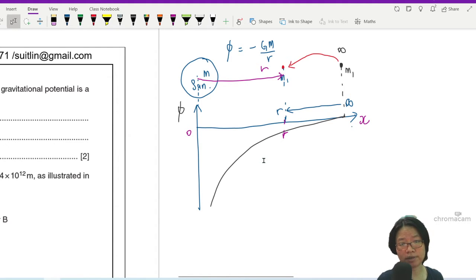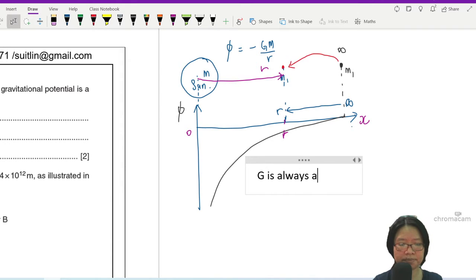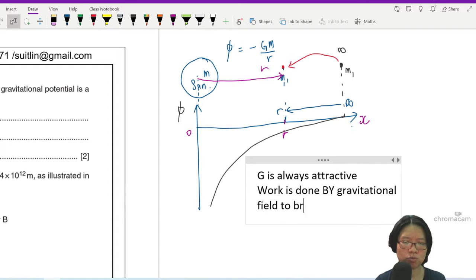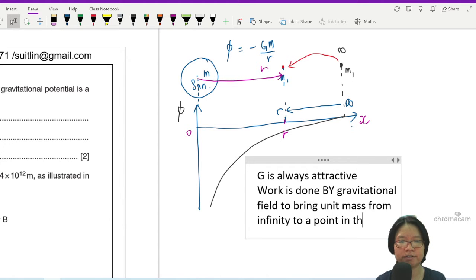So this means, a few things that you will notice. Number one, gravity is always attractive. So it's always very willing to bring a mass from infinity to a point. So work is done by gravity, or the gravitational field, to bring a unit mass from infinity to a point in the gravitational field. So this point is at r.